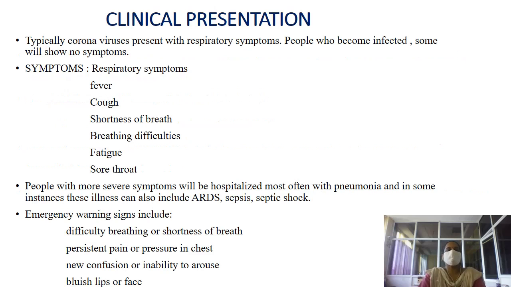So what are the clinical presentations of COVID-19? Typically these viruses present with respiratory symptoms. Some people who become infected will be asymptomatic also. Symptoms include respiratory symptoms associated with fever, cough, shortness of breath, breathing difficulties, fatigue, generalized weakness, and sore throat. People with more severe symptoms are most often hospitalized with pneumonia, and in some instances these illnesses can also include ARDS, sepsis, septic shock and so on.